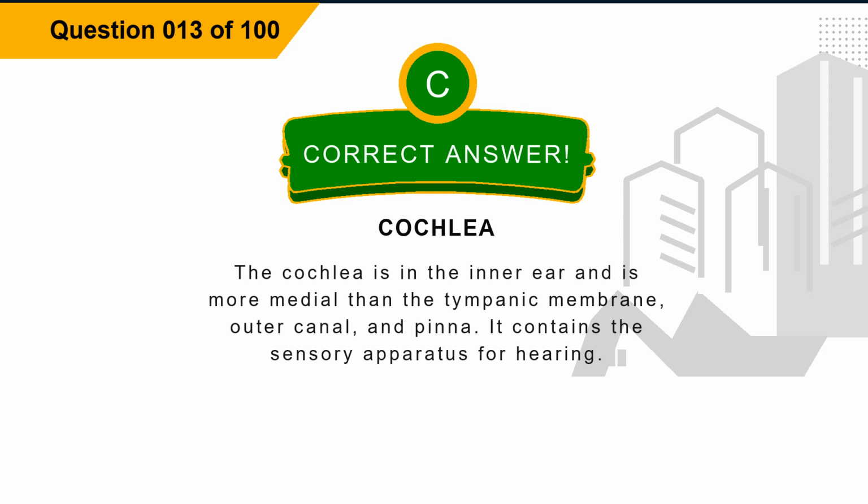Explanation. The cochlea is in the inner ear and is more medial than the tympanic membrane, outer canal, and pinna. It contains the sensory apparatus for hearing.